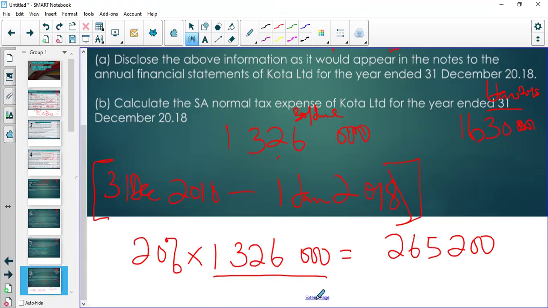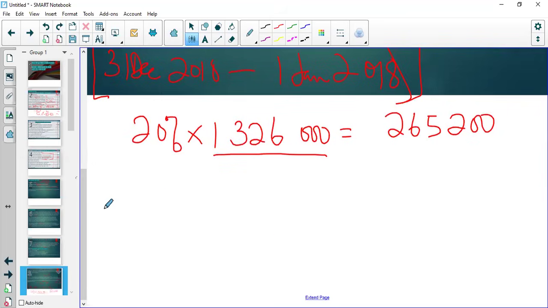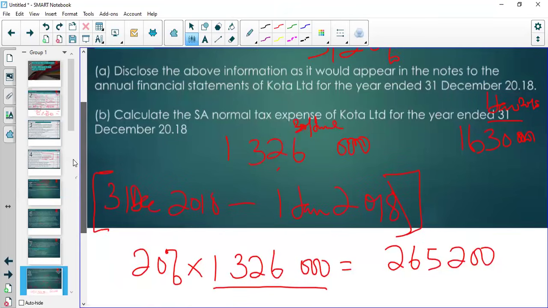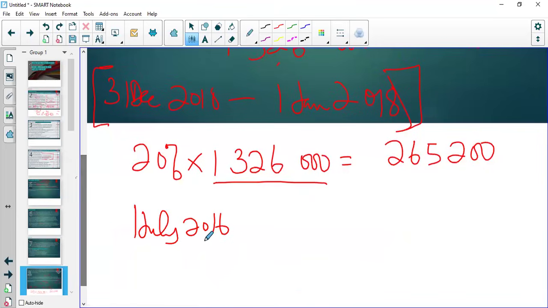So the depreciation from 1 July 2016, since this was acquired on 30 June 2016, up to the end of the year is 6 months. The year 2017 is 1 full year. So this will be 0.5 of the year.